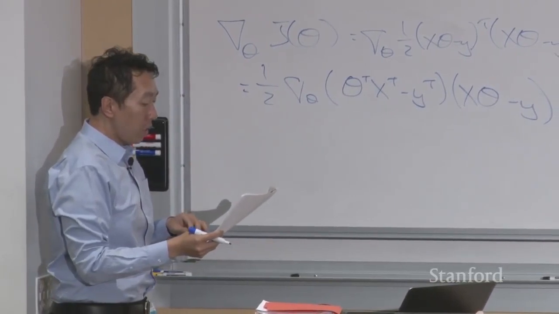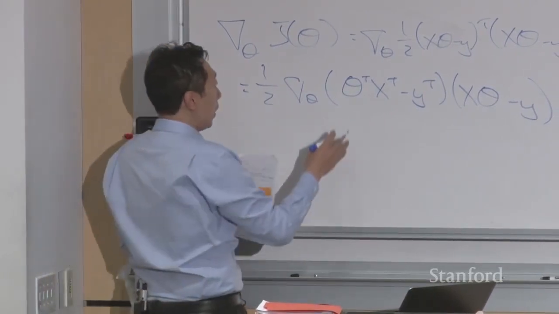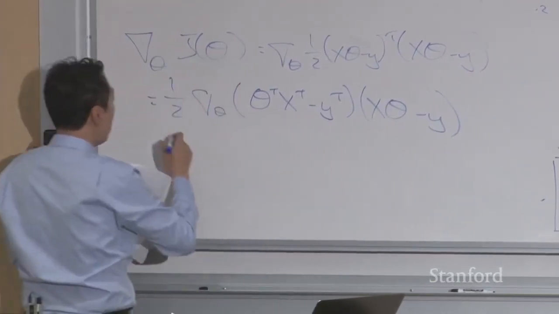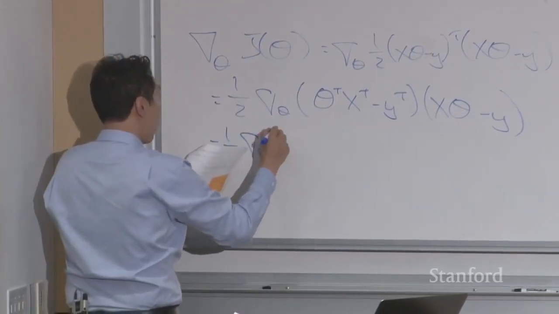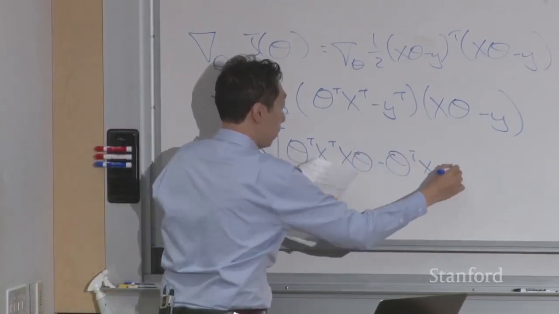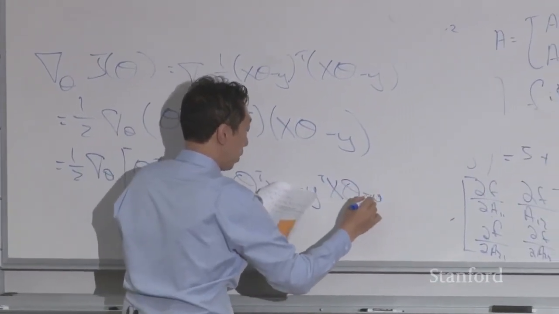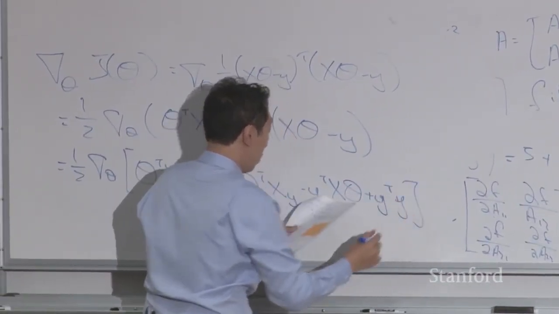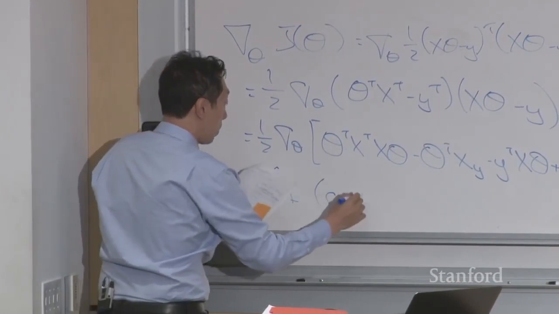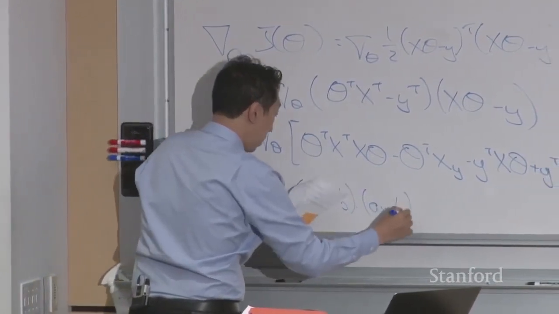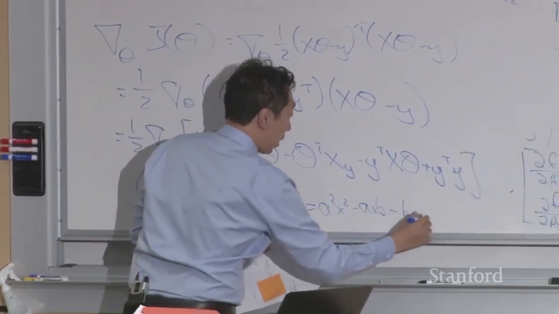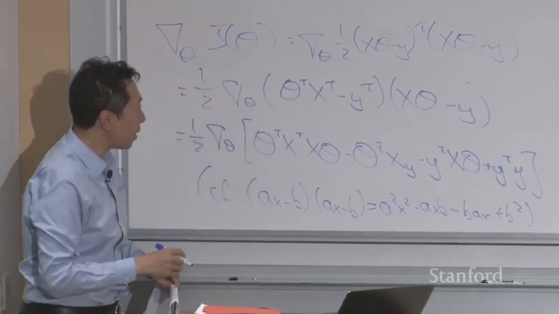And then it's like expanding out a quadratic function, right? A minus b times c minus d is equal to ac minus ad and so on. So I'll just write this out. What I just did here is similar to how (ax minus b) times (ax minus b) is equal to a squared x squared minus axb minus bax plus b squared. It's just expanding out a quadratic function.